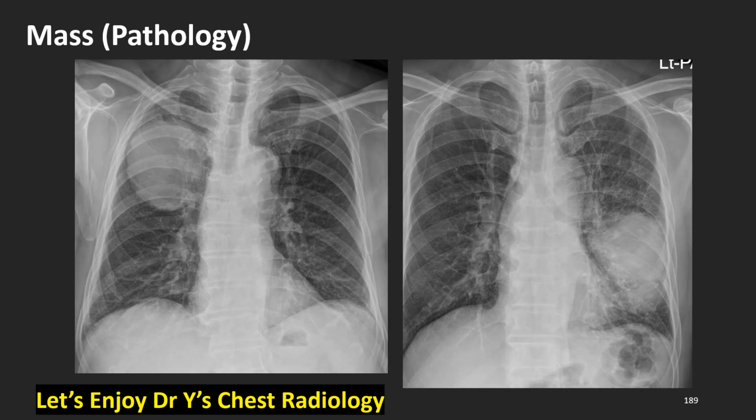Mass pathology. We see two masses in right upper lobe and left lower lobe, more than 3 cm, actually 8 or 9 cm in length, of lung cancers.